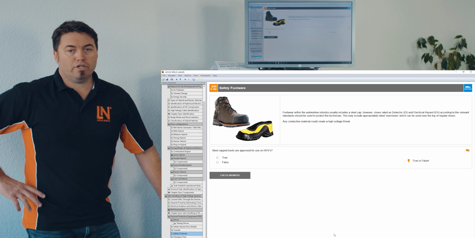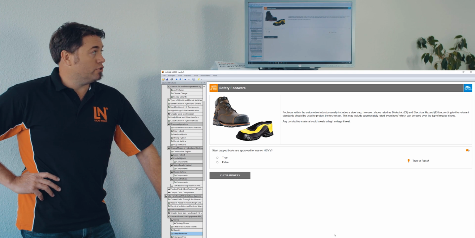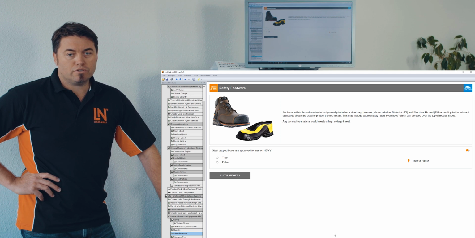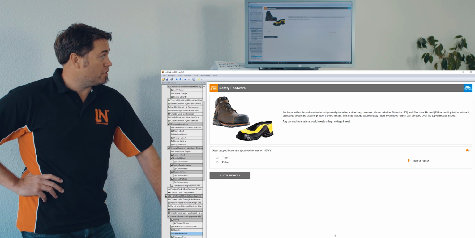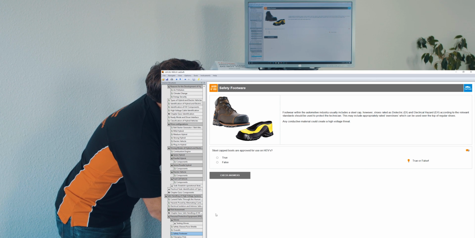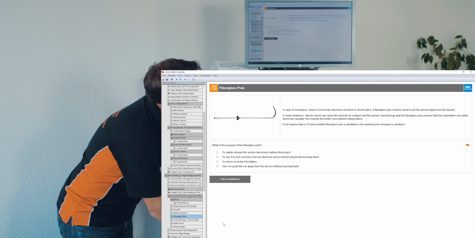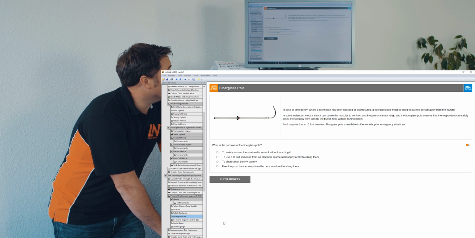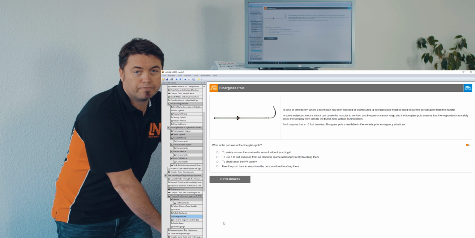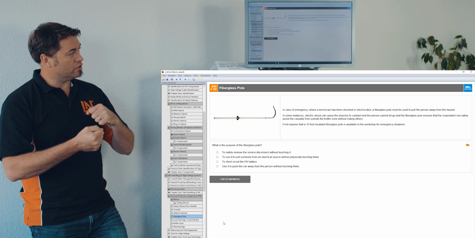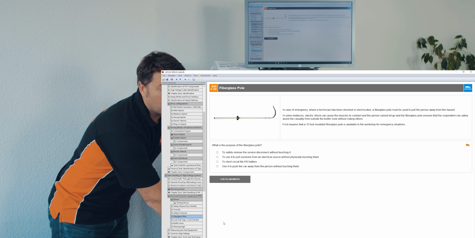Even your safety footwear: we're all used to wearing steel cap boots. Just be aware that you might have to use some sort of synthetic material or even overshoes that go on your boots. Some manufacturers make you have a shepherd's pole, a fiberglass pole. If anyone is electrocuted and hanging onto the vehicle, you might need to use the fiberglass pole to pull them off.